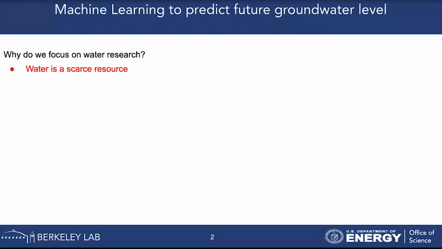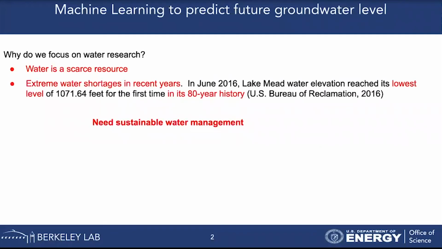So why do we focus on water research? As you know, water is a scarce resource, and extreme water shortages have been observed in recent years. It means that we need sustainable water management. So as a first step, we are going to try to predict future groundwater level with machine learning.